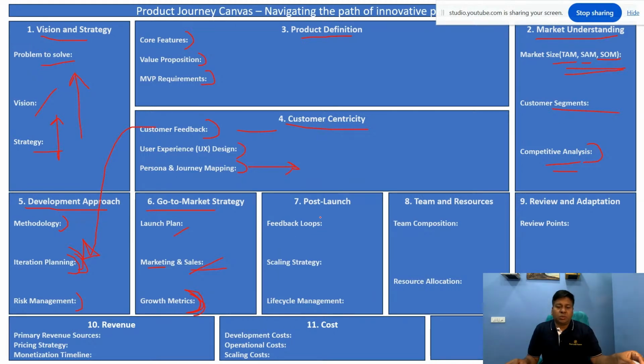Once you launch, what will be my feedback loop? How will I be getting the feedback from the customer? I'm asking within the app itself. I'm floating a survey. Am I planning to meet the customer? What is the feedback loop? How will I be able to scale this product? What is the life cycle management? Life cycle management means updates, new features, for feature expansion. What is my plan?